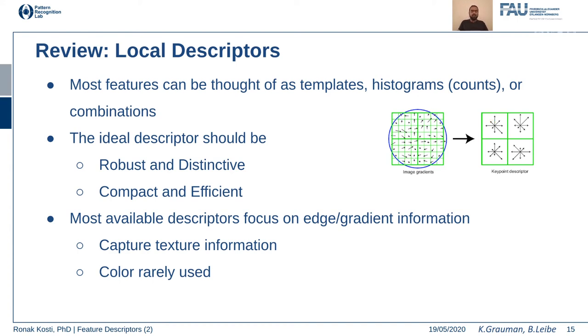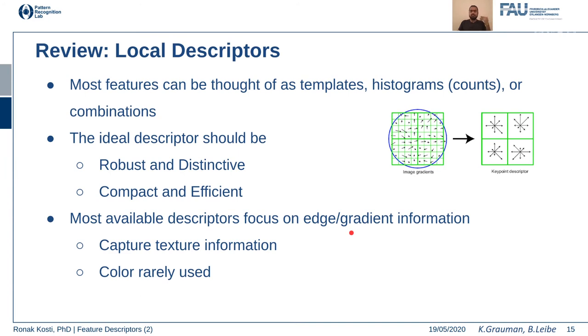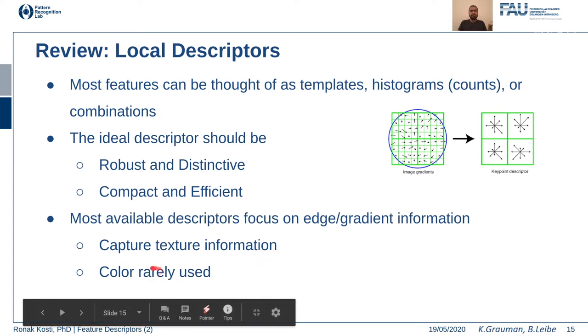As we already know, ideal descriptors like detectors should be robust and distinctive, compact and efficient. Most available descriptors focus on edge and gradient information because they are quite invariant to illumination changes. They are even robust to scaling and things like that. So colors are rarely used. Usually edge or gradient information is captured that represents your features.